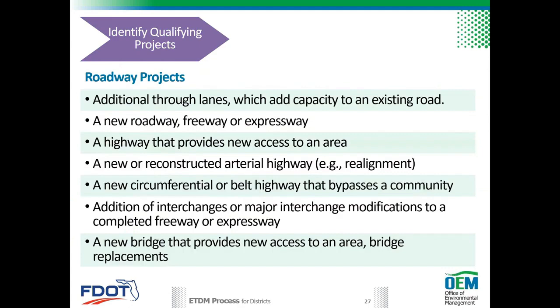So qualifying project types include additional through lanes which add capacity to an existing road, a new roadway, freeway, or expressway, a highway which provides access to a new area, new or reconstructed arterial highway, addition of interchanges or major interchange modifications to a completed freeway or expressway based on coordination with Federal Highway, a new bridge which provides new access to an area or a bridge replacement. So simply repaving and not changing the footprint of a road does not qualify for ETDM. But if there are potential impacts from a transportation project and they fit this criteria, they will be screened.